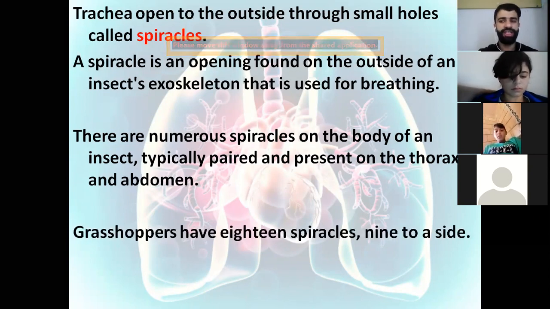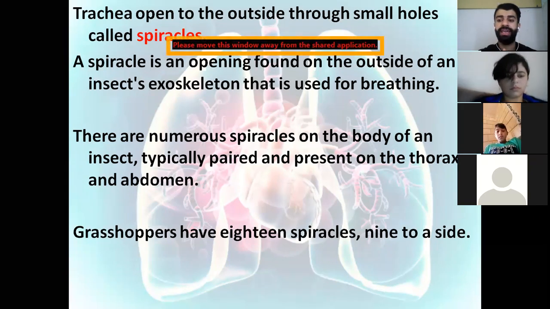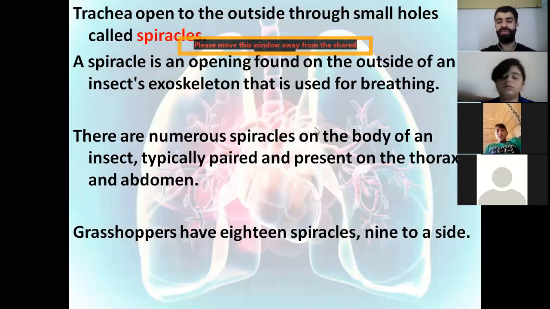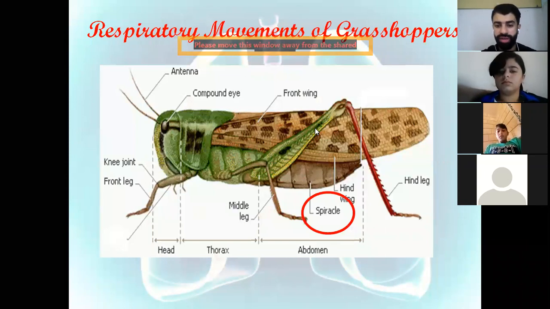You have to pay attention to this note. Grasshoppers have 18 spiracles. So pay attention to this note, it's very important for our class. Grasshoppers have 18 spiracles, 9 on each side. So how many spiracles do we have? 18. Spiracles are openings found on the outside of the insect exoskeleton.